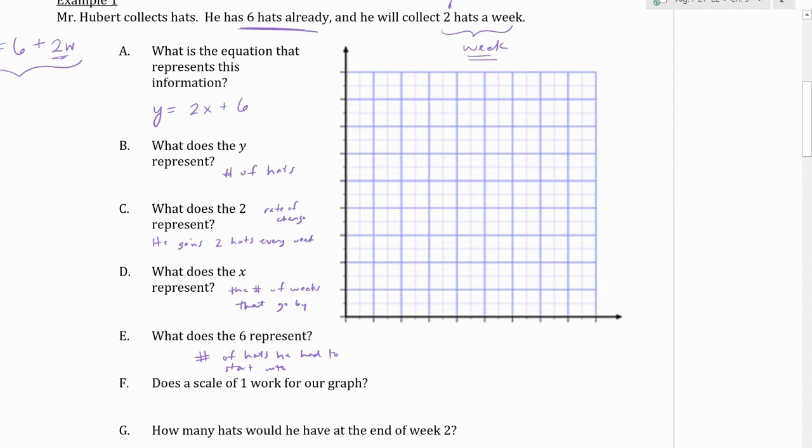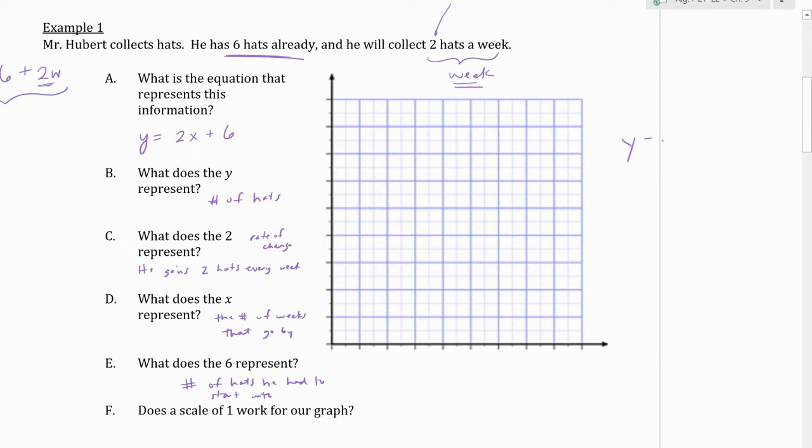When they ask, does the scale of 1 work for our graph? If we're graphing y equals 2x plus 6, then yeah, a scale of 1 works just fine. The y-intercept is 6, counting 1, 2, 3, 4, 5, 6, 7, 8, 9. So he has 6 hats to start with. He gains 2 a week for every week. And there's our line.